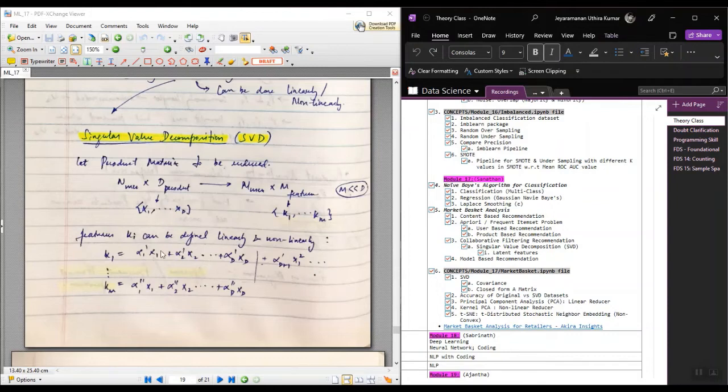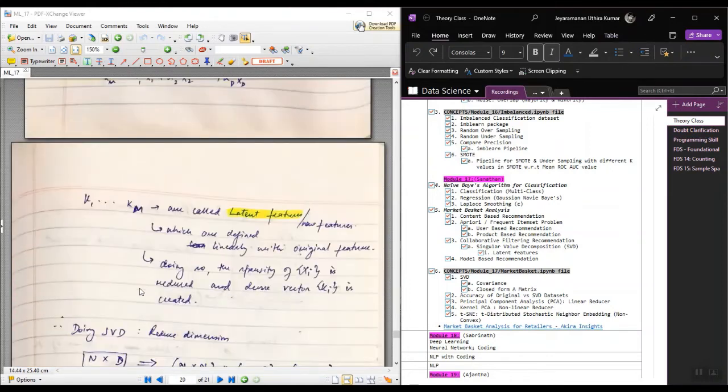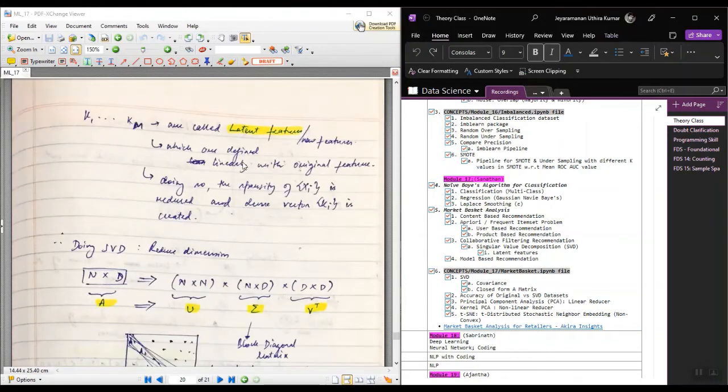Likewise, we can create a linear relation, and we can create m number of new features with this kind of relation, and we just have to know about these alphas. Okay, so these new features are called latent features, which are defined linearly with the original features. Doing so, the sparsity of this original product matrix is reduced, and it is dense in these new features.